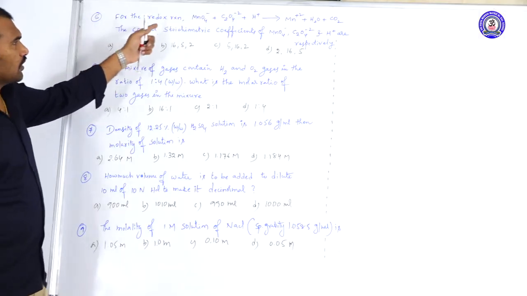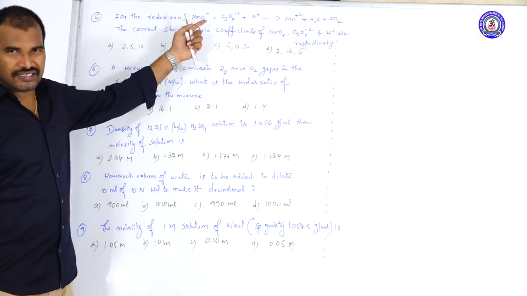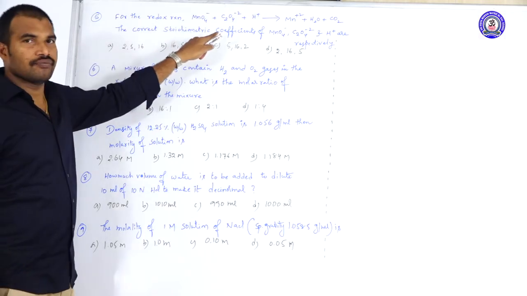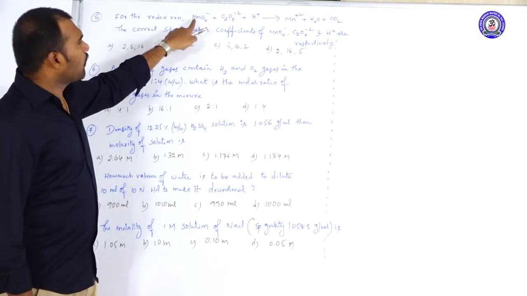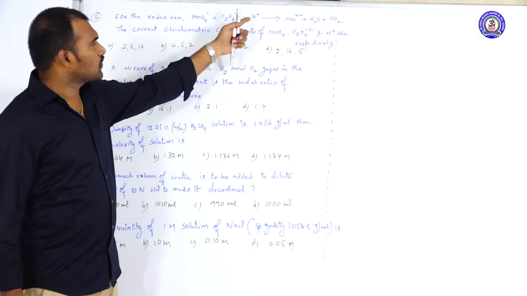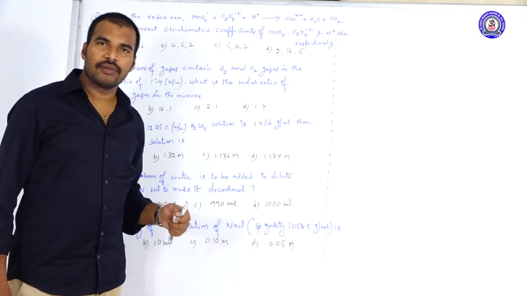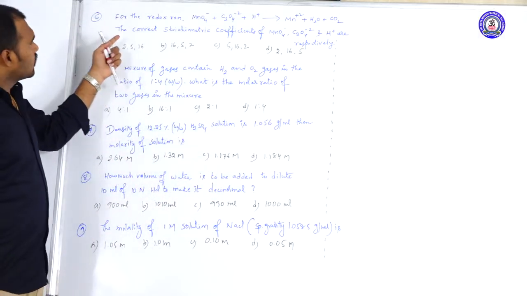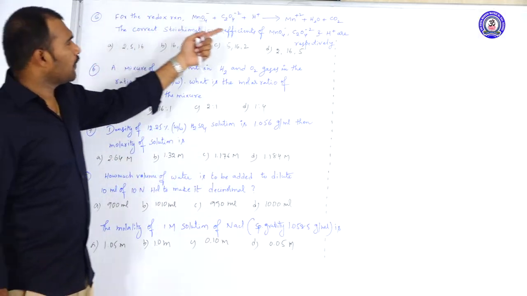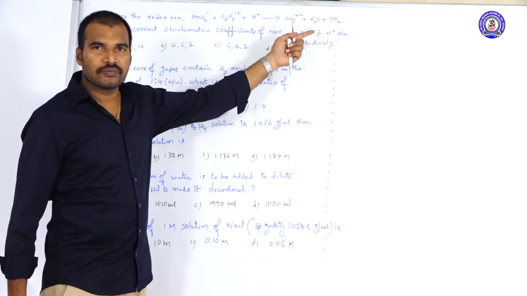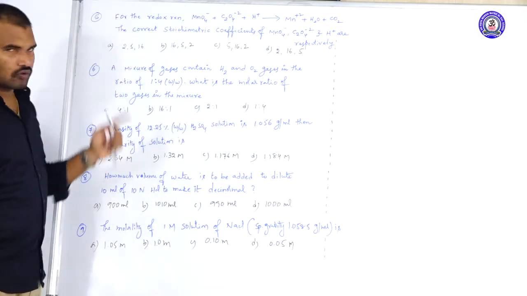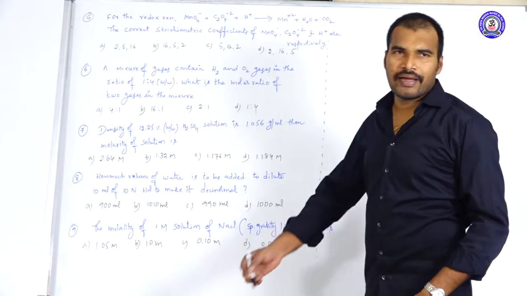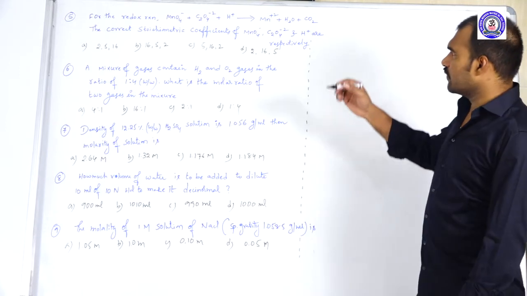This is based upon the redox reaction, balancing the redox reactions. Okay, see, for the redox reaction, when permanganate reacts with oxalate in presence of acidic media, we are getting Mn plus 2 and H2O and CO2 gas. Then correct stoichiometric coefficients of permanganate, oxalate and H plus ions are. So this is a question, and already we discussed and I gave you the trick also how to balance the redox reactions if they given like this.